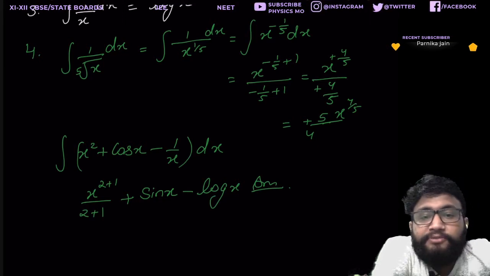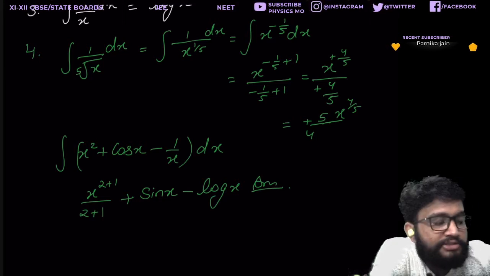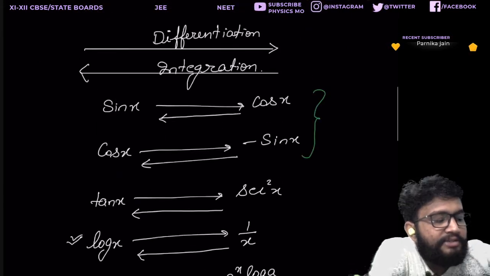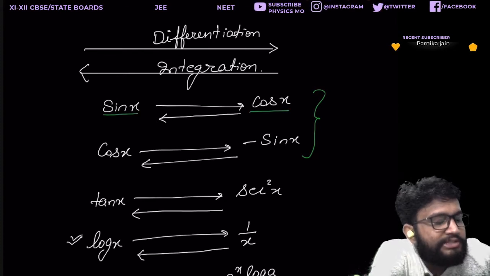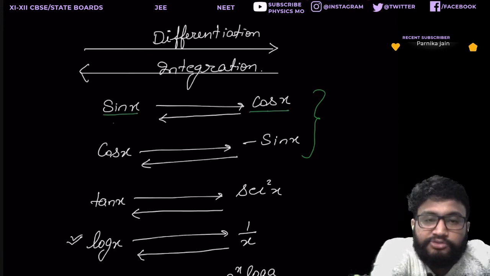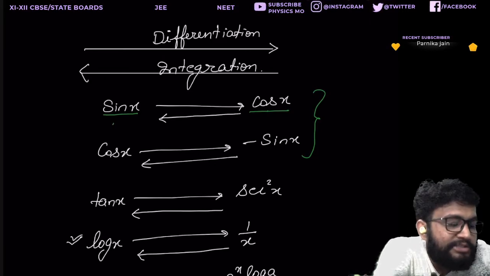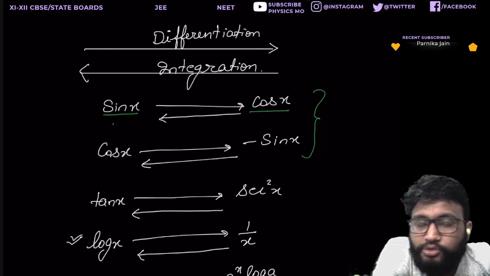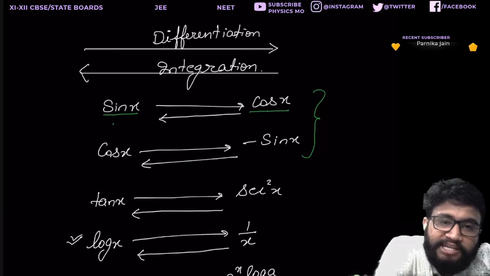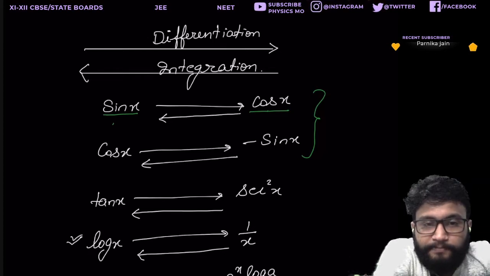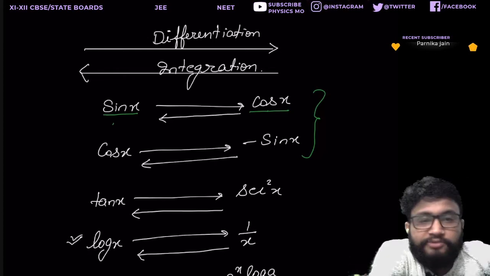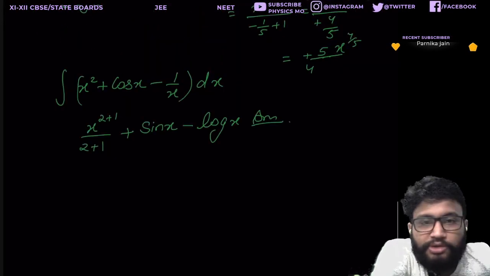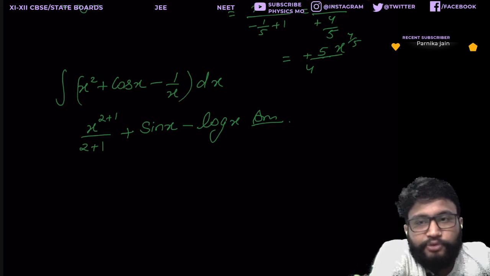Please don't get confused in the case of sin x and cos x. Remember it this way: differentiation of sin x is cos x, so integration of cos x will be sin x, and similarly differentiation of cos x is minus sin x, so integration of minus sin x will be cos x, or integration of sin x will be minus cos x. Have you got all of these points? So that's great. I hope you can do such types of questions.